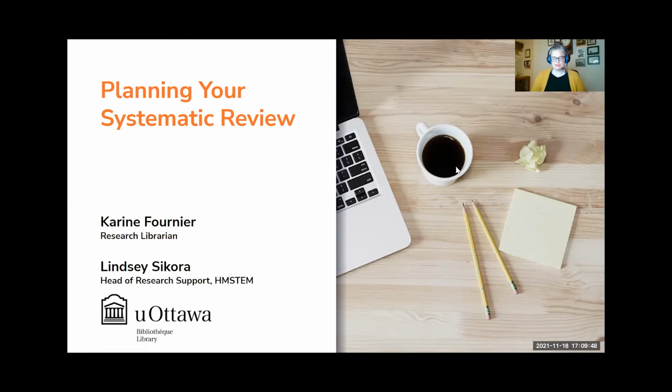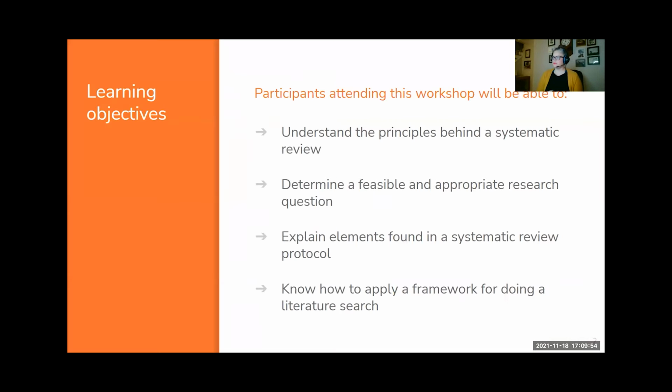Today we're going to talk about planning your systematic review and what all of that entails. Our learning objectives: hopefully by the end of our time together, you'll be able to understand how a systematic review is done. What are the principles behind it, and how is it different from, for example, a scoping review or even from a narrative literature review?